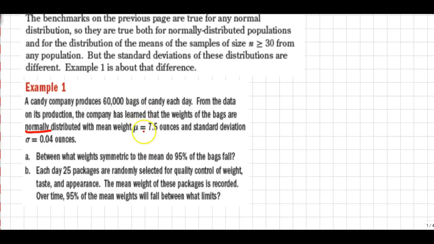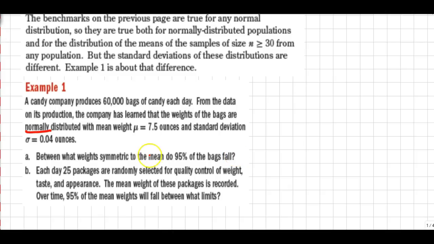So it is in their best interest to make sure that their production is putting out what they think they are. And there's usually going to be a range. Not every bag is going to contain exactly the right amount, so they have to set standards for what they're comfortable with in terms of a certain range. So between what weights symmetric to the mean do 95% of the bags fall? So right away we're going to do a 95% confidence interval.